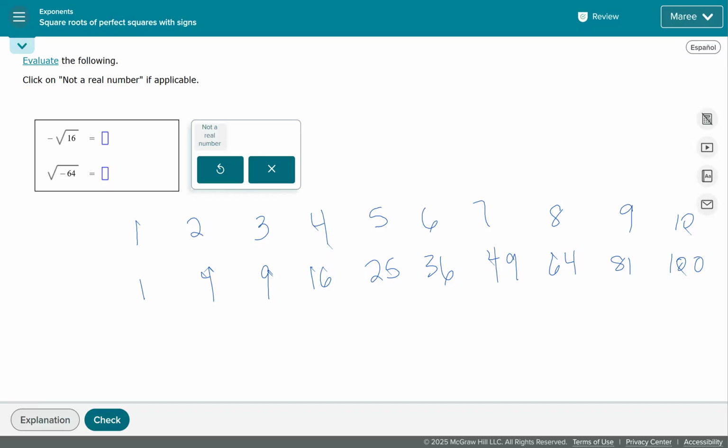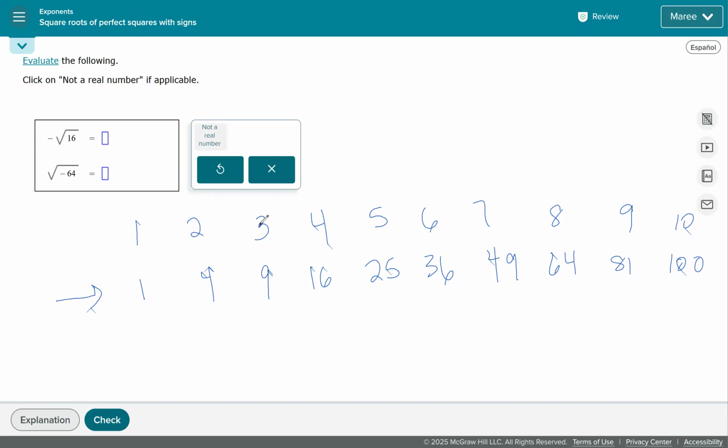This topic is called square root of perfect squares with signs. So I made a list of perfect squares, and that's this one right here. So 1, 4, 9, 16, 25. Those numbers are called perfect squares because when we take a counting number and square it, we get that number. So the square root of 9 would be 3.